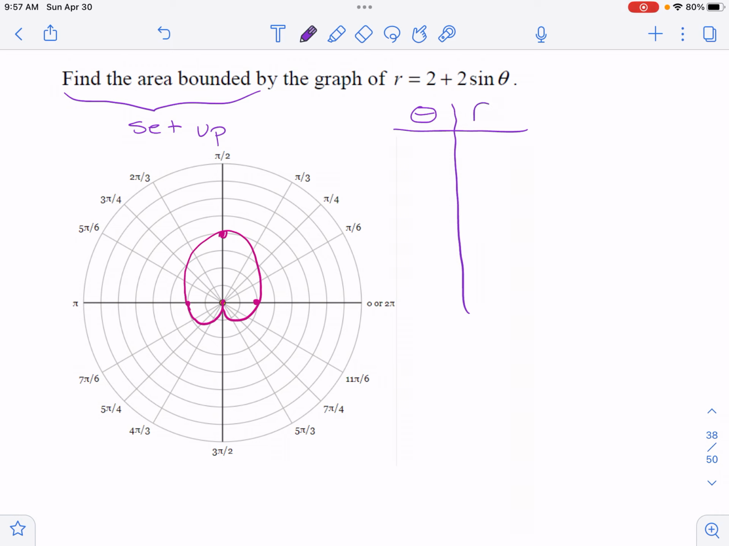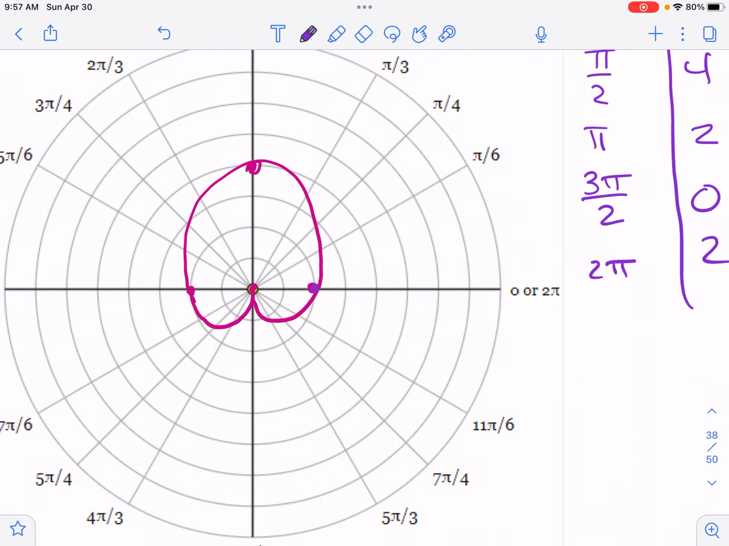So theta and r, these values, your common angles when graphing trig functions, will produce one full graph. If you plug in 0 here, you get 2. You can check this. You get 4. At pi, you get 2. 3 pi over 2, you get 0. And at 2 pi, you're back to 2. Now if you plot these polar points, you'll note that this point gets traced when theta is equal to 0 and 2 pi. This point gets traced when theta is at pi over 2. This is a pretty standard and not too crazy polar graph.